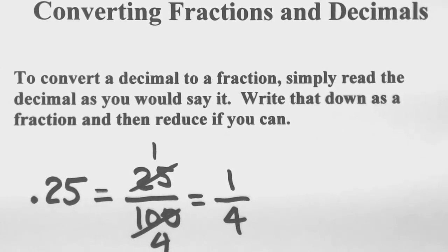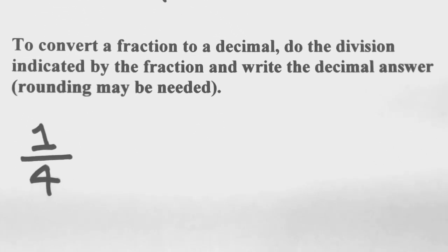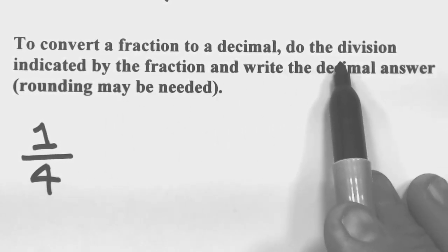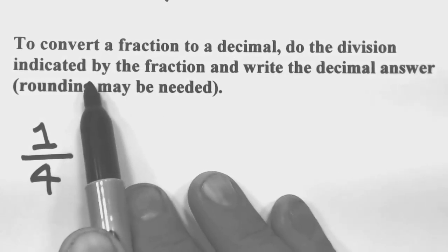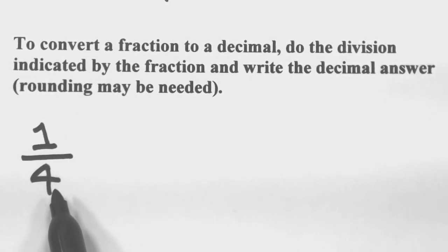Well, to take and convert a fraction to a decimal, just reverse the process. Here we are. Let's start out with that quarter we just got. And what you do to convert a fraction to a decimal is do the division indicated by the fraction. Take 1 and divide it by 4.